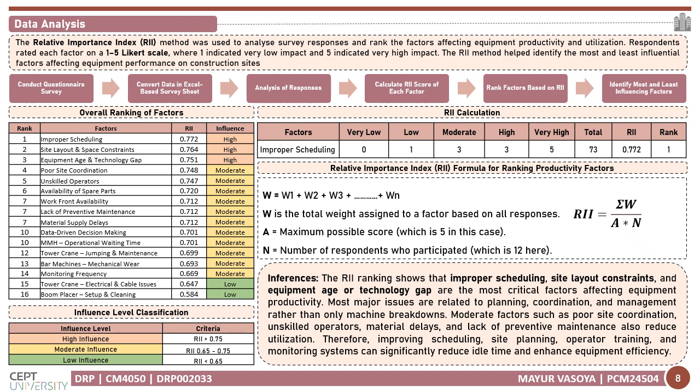The second ranked factor is site layout and space constraint with an RRI value of 0.764. High-rise construction sites often have limited space, and poor layout can restrict movement, create congestion, and reduce equipment efficiency. The third ranked factor is equipment age and technology gap with an RRI value of 0.751. Older equipment may have more breakdowns, lower efficiency, and limited monitoring capability compared to modern machines.